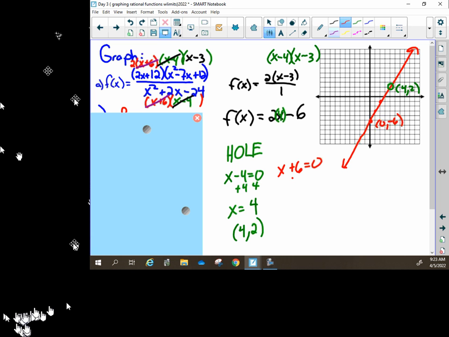I come over here and I solve this other hole. I have x equals -6. If I plugged in -6 into this function, I got -12 minus 6. Way over here at -6, I'm way down here. How far down am I? -18. So there's one way down here at -6 comma -18.